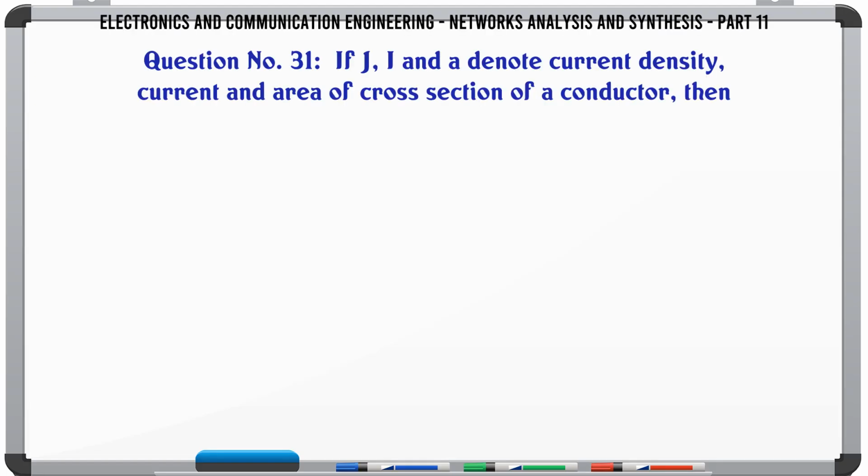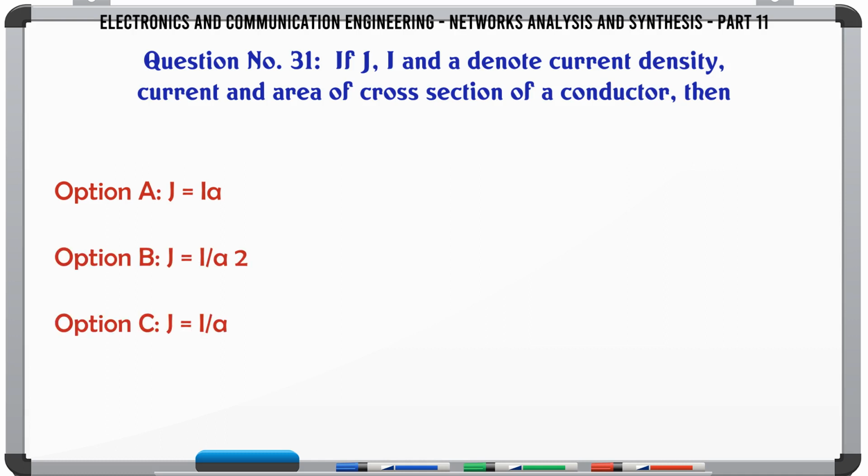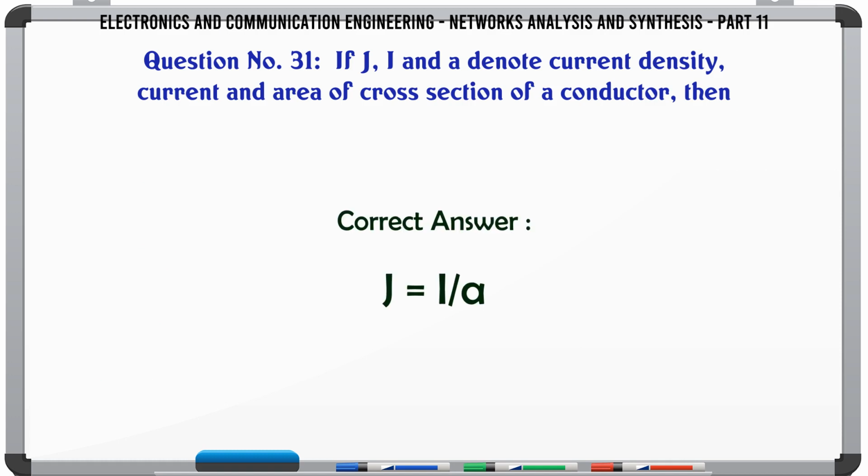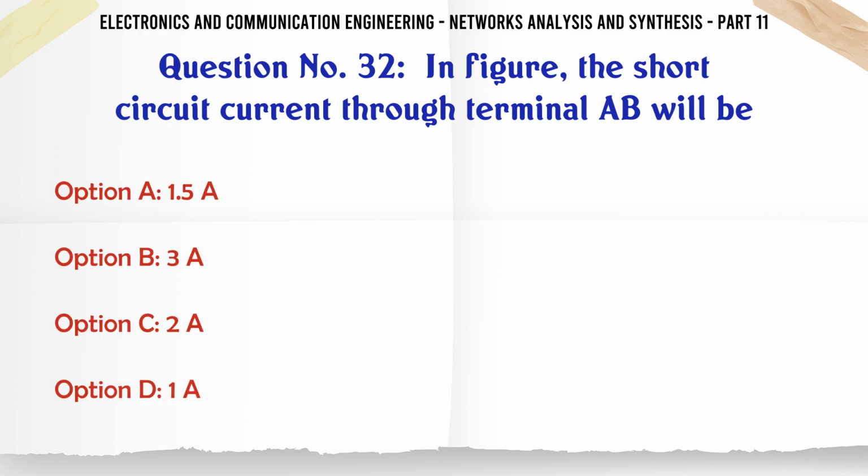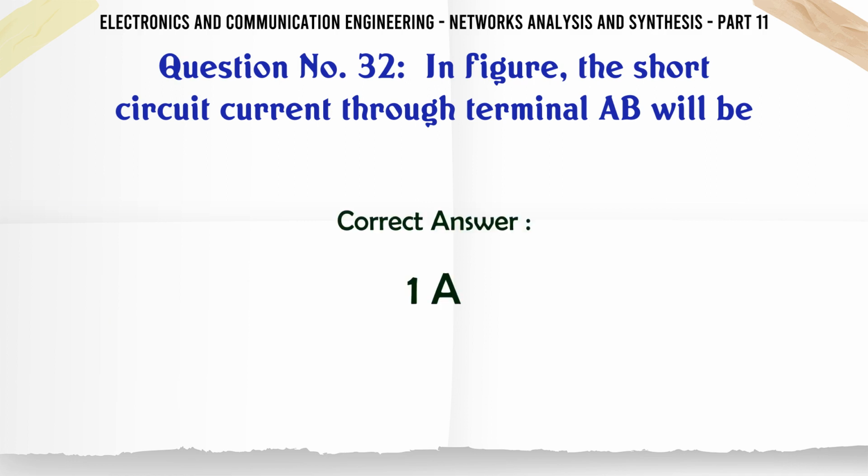If J, I and A denote current density, current and area of cross-section of a conductor, then: A) J = I/A, B) J = I/A^2, C) J = IA, D) J = IA^2. The correct answer is J = I/A. In the figure, the short circuit current through terminal AB will be: A) 1.5A, B) 3A, C) 2A, D) 1A. The correct answer is 1A.